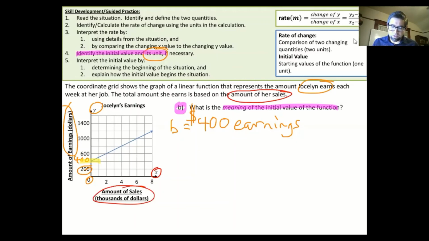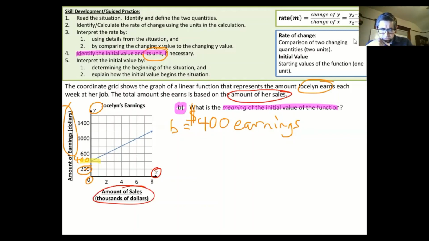Okay, so let's go through the remaining steps here. Step 5, interpret the initial value by determining the beginning of the situation. All right, it doesn't say determine the initial value. It says, what's the beginning of the situation? So let's think about that for a second. The coordinate grid shows the graph of a linear function that represents the amount Jocelyn earns each week at her job. Okay, so this is for a week.